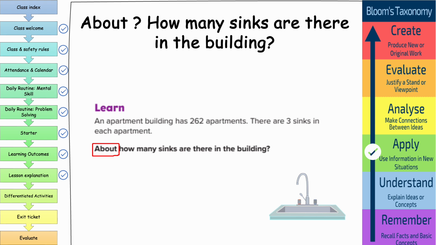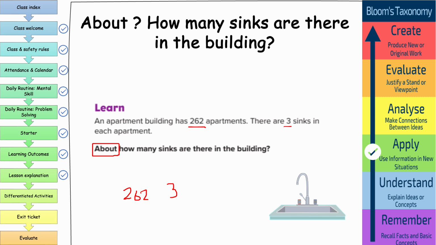Now, there are 3 sinks in each apartment. How many apartments are there? There are 262 apartments. Now, I need to give an estimated answer. When you hear the word estimation, it means that you need to round, either round up or down, or use a compatible number.